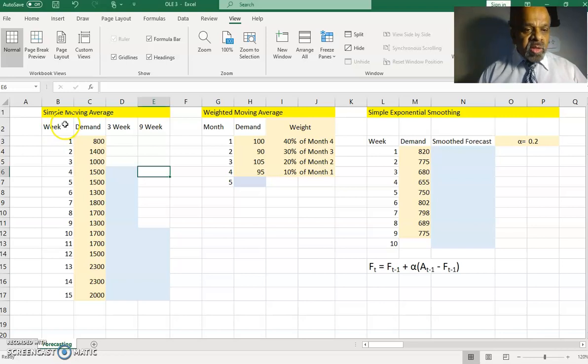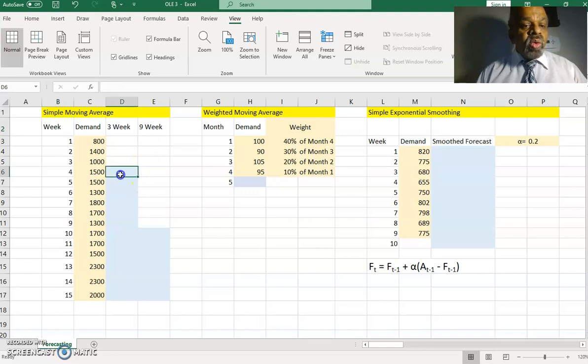Here we have weeks, so we're going to be looking at weeks. The period can be a week or a day or a month or a quarter or a year, whatever data that you have. Here I have weekly data. My first week's demand was 800. My second week's demand was 1400. My 15th week demand is 2000. I'm going to forecast the 3-week moving average first, and then the 9-week moving average after that.